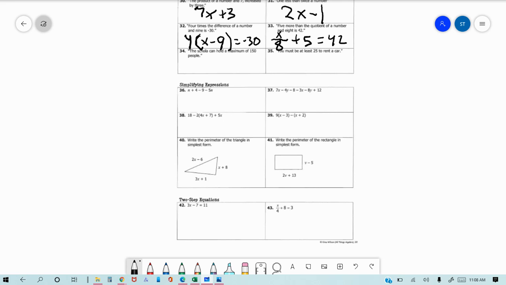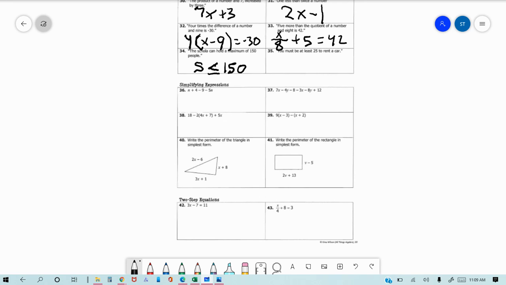So the Scala can hold a maximum of 150 people. So a maximum, so equal to or less than 150. So S is just the Scala, whatever the Scala is, okay? So it could be a place, a person, a thing, whatever. So S is less than or equal to 150 people, because it can only hold up to 150 people.